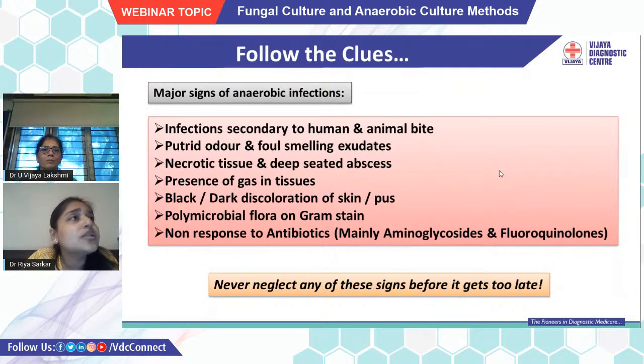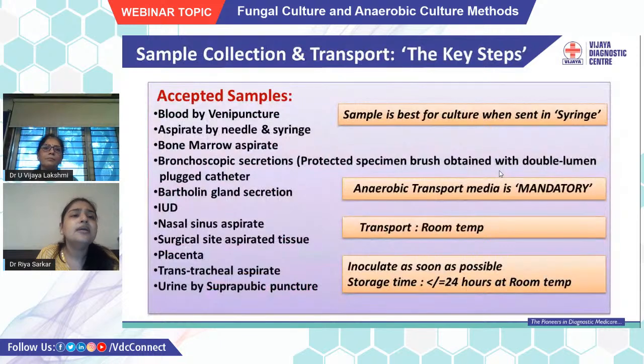Again, blackening or darkening or a discoloration of the skin or pus or presence of gas in a tissue is a very big red alert sign for anaerobes. Never neglect any of these small signs before it gets too late. Now, sample collection and transport are the key important steps for a proper anaerobe to get diagnosed.